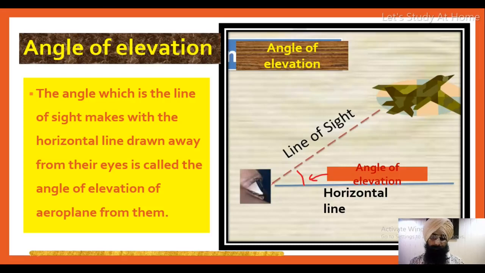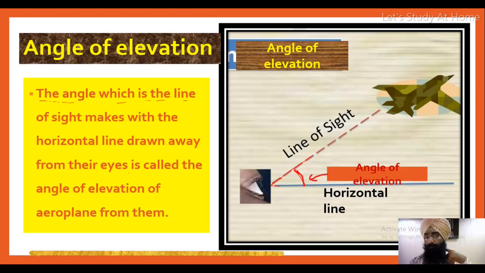Means the angle between the horizontal line. Horizontal lines means lines which are parallel to the earth. The angle between line of sight and horizontal line is called angle of elevation. Let's read what we have been given here. It means the angle which the line of sight makes with the horizontal line drawn away from their eyes is called angle of elevation.